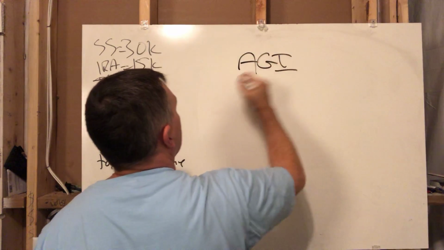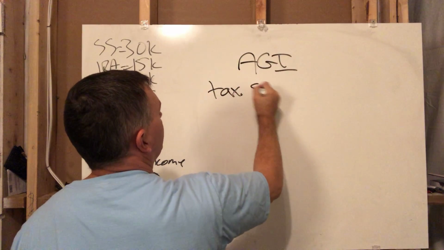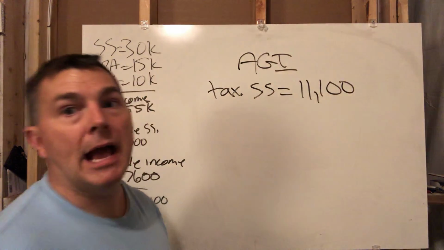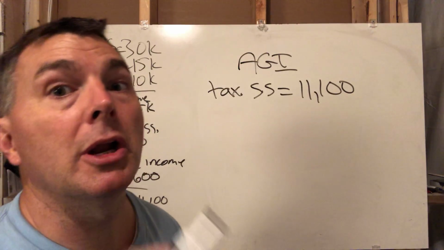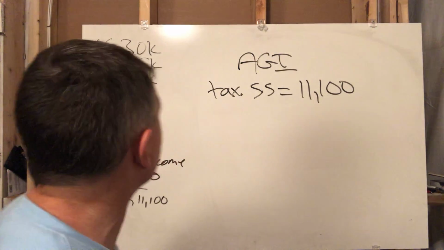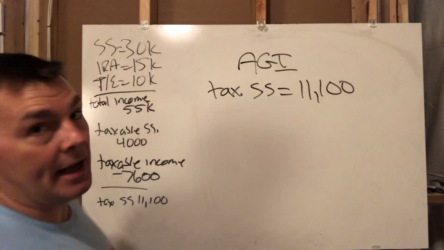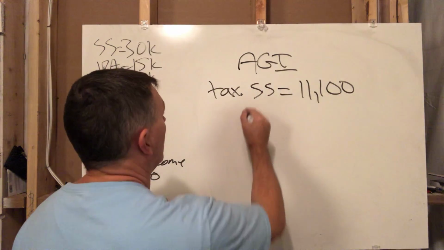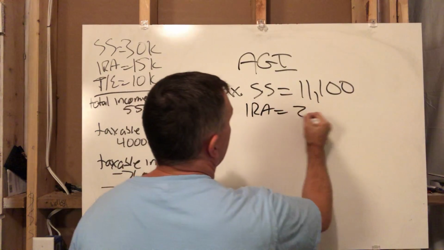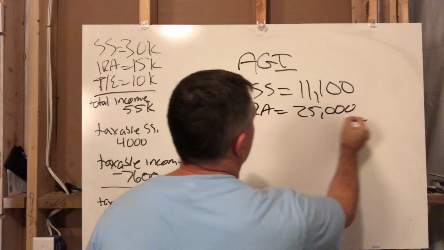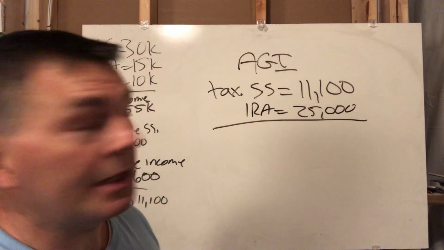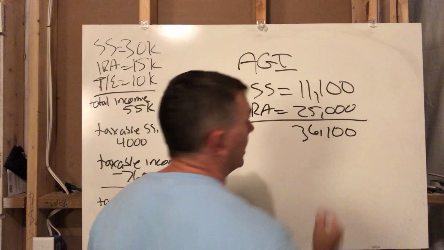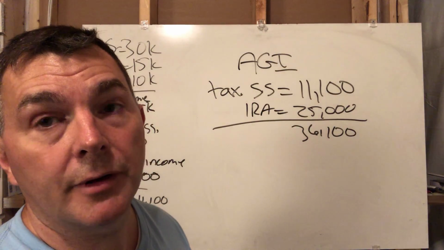AGI: taxable Social Security, $11,100. Now we can take all of our other income, but we aren't going to take our tax exempt interest this time. We take our $15,000 IRA distribution plus the Roth conversion of $10,000, which is $25,000 IRA total. We add those two together, and even me in my head can say $36,100, because I did not take Common Core math. I was able to figure that on my own.